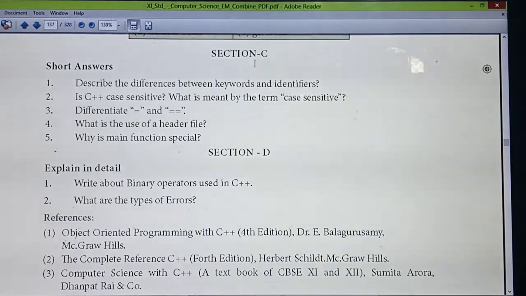Okay. First question, page number 116. Second question also page number 116. Third question you need to write in your notes. Fourth question, page number 125, and one more point you should write in your note. Then fifth question, page number 126. Then the detailed questions.